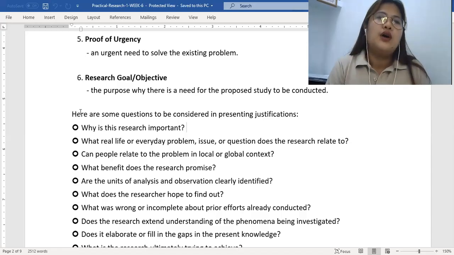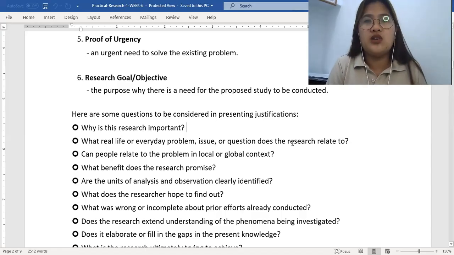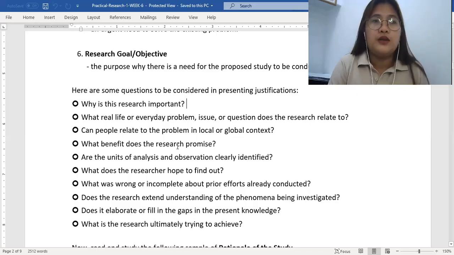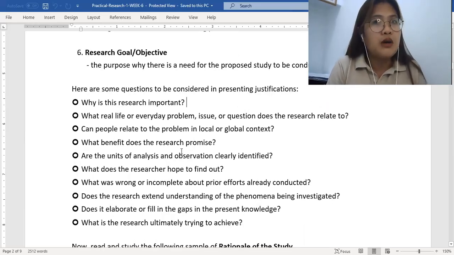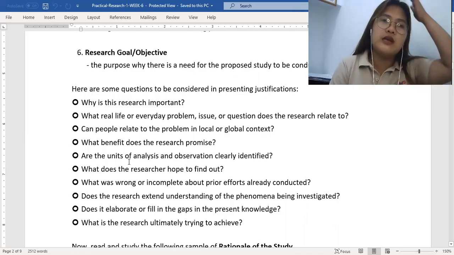What real life or everyday problem, issue, or question does the research relate to? Can people relate to the problem in local or global context? Then you justify. What benefit does the research promise? Ano yung makukuha from the research results?